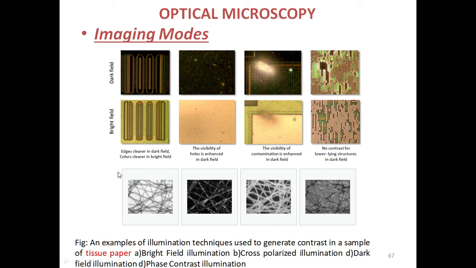At the bottom here is an example of tissue paper. The example is being illuminated with different techniques. The first one is bright field illumination. Second, cross polarized illumination. Third, dark field illumination. And the last, phase contrast illumination. So the same sample, that is tissue paper, has been shown with different light illumination.